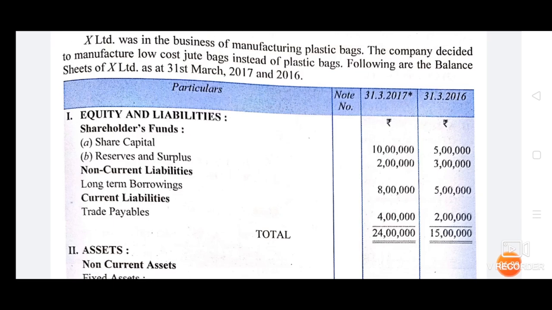See this problem. X Limited was in the business of manufacturing plastic bags. The company decided to manufacture low-cost jute bags instead of plastic bags. Following are the balance sheets of X Limited as at 31st March 2017 and 2016. Balance sheet is given in the problem.